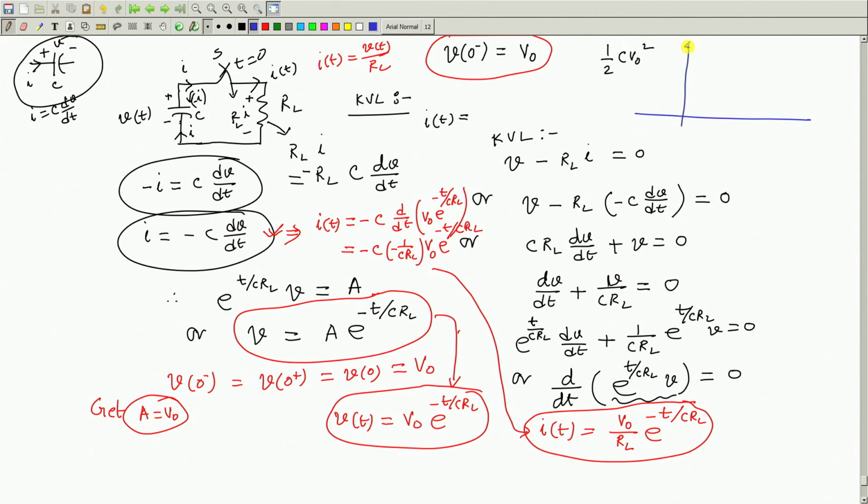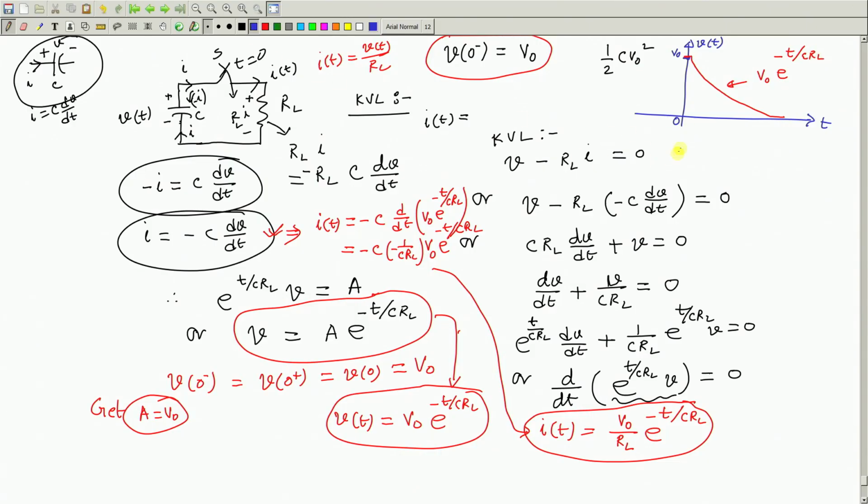If you sketch, always make a habit to sketch the transient condition voltage and current in a circuit. So, capacitor voltage was initially, at t equals 0 minus, some V 0. It has to start from this, since capacitor voltage cannot change instantaneously, and then this voltage decreases exponentially, whose equation is V naught into e to the power minus t by the time constant C R L. C R L is the time constant here.